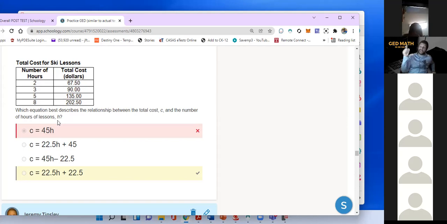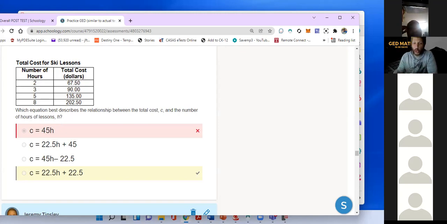Which equation best describes the relationship between the total cost and the number of hours of lessons H? Does anybody even know where to start on this problem? We're gonna add it. Why would you add it? Tell me why you would add it. Because it wants the total cost for C. Okay. No, that's not it.